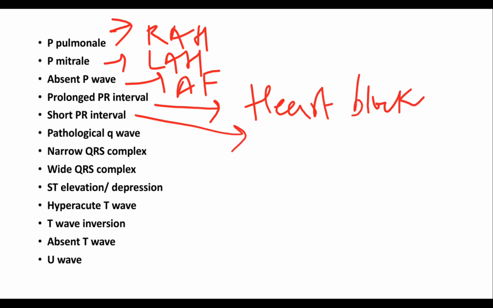Short PR interval with a slurred QRS, that is seen in case of WPW syndrome, because there is an alternate pathway in addition to the normal pathway. That's called bundle of Kent. Okay, it's like a re-entrant tachycardia. So WPW or Wolff-Parkinson-White syndrome, you can have a short PR interval. Pathological Q wave in case of MI, it can be in old MI also, because once a Q wave is established, it may not go back. So it's a pathological Q wave.